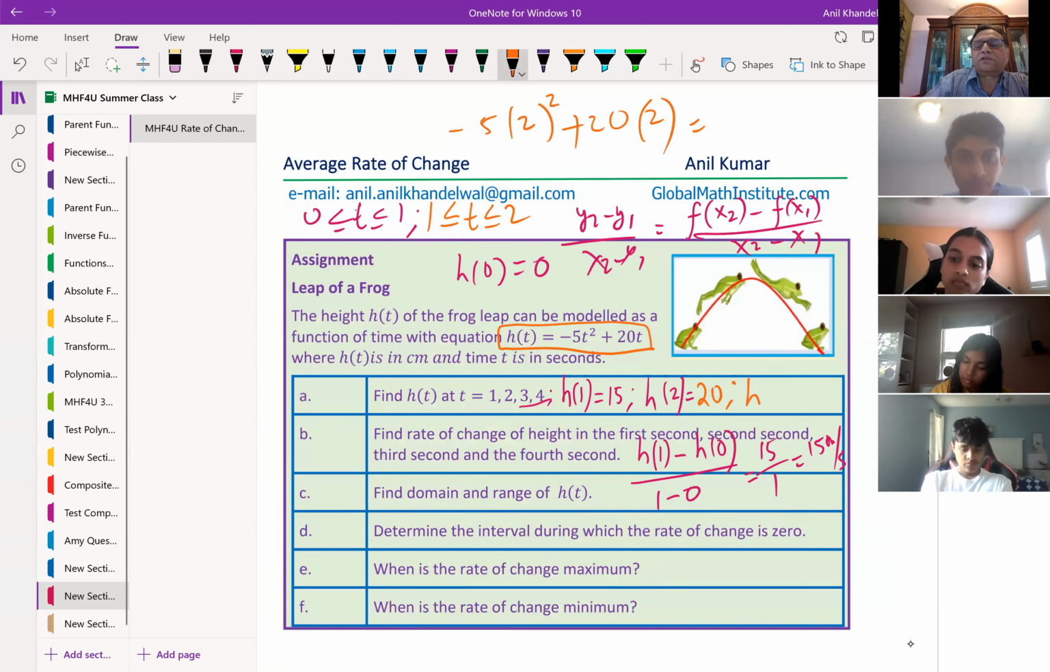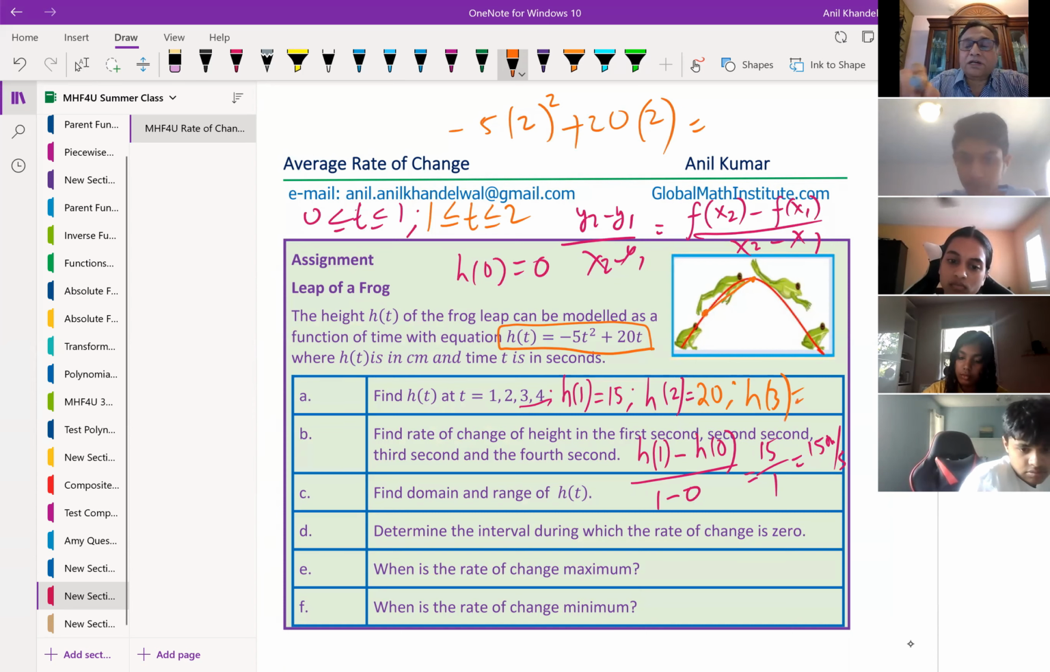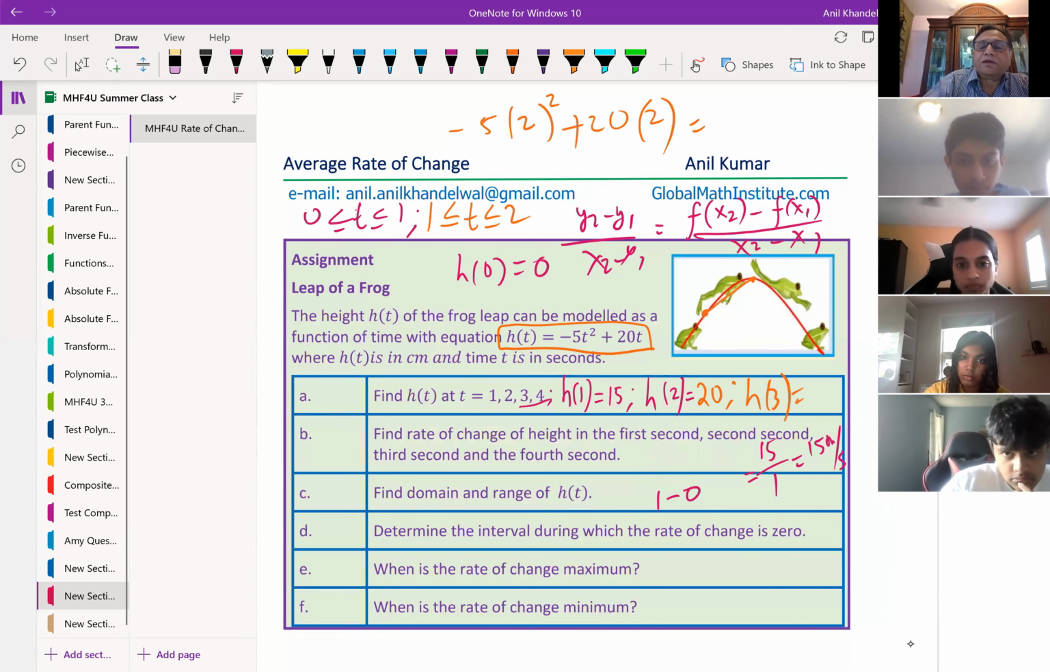So let's put h of 3 also. Yeah, I didn't see this t. You can write h of 2, 3, 4. Okay, that's fine. So h of 2 will be this, correct? Okay, can you find the value now? The rate of change for the second second is how much? So you do 20 minus 15 over 2 minus 1. So it'd be 5. 5 meters per second.